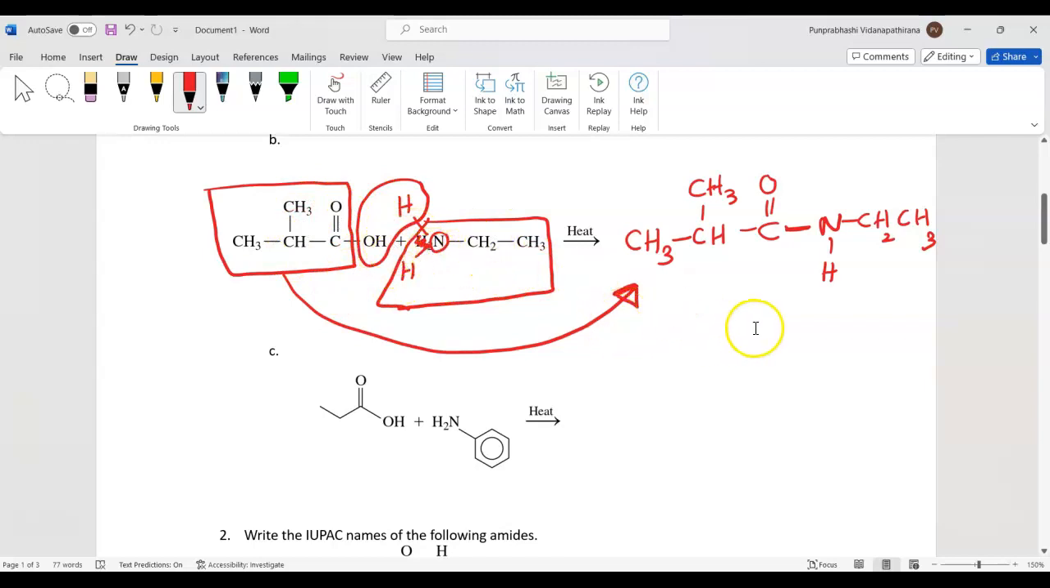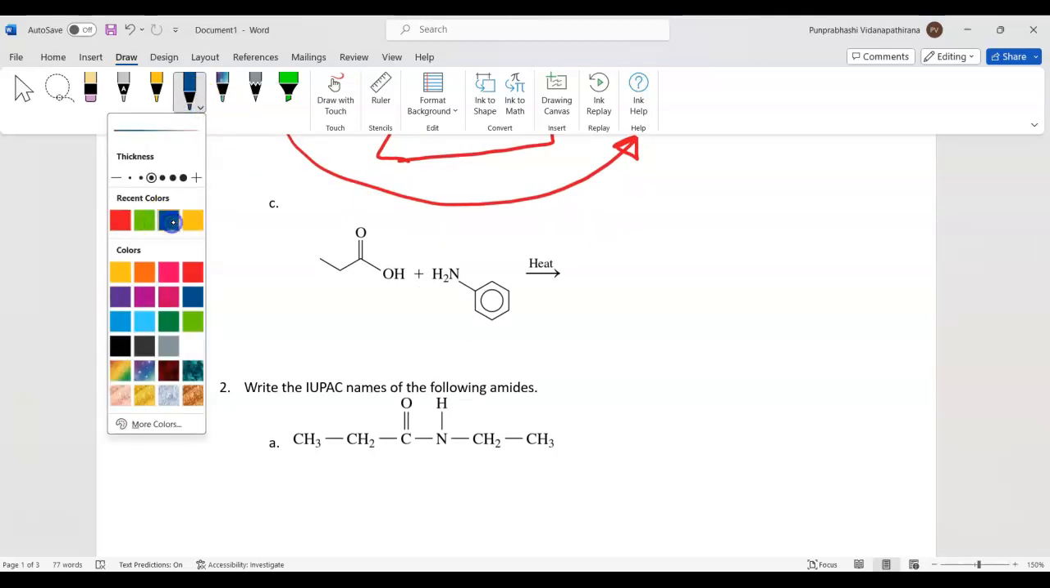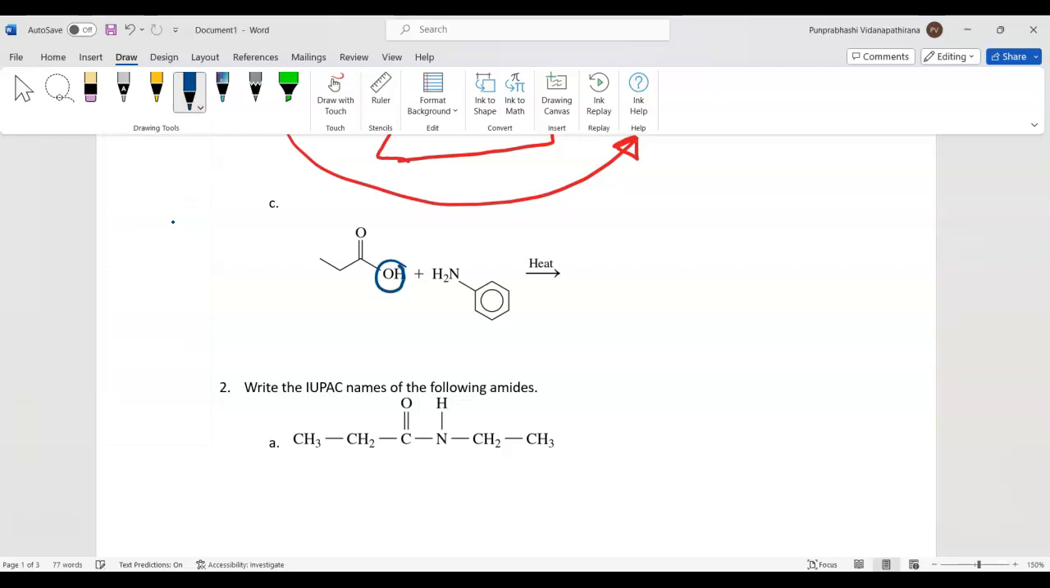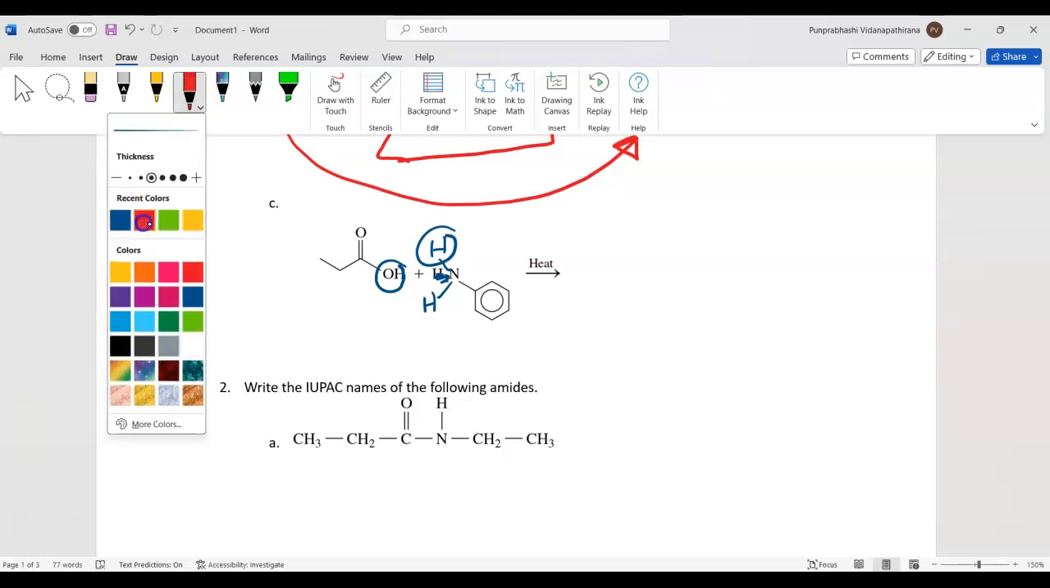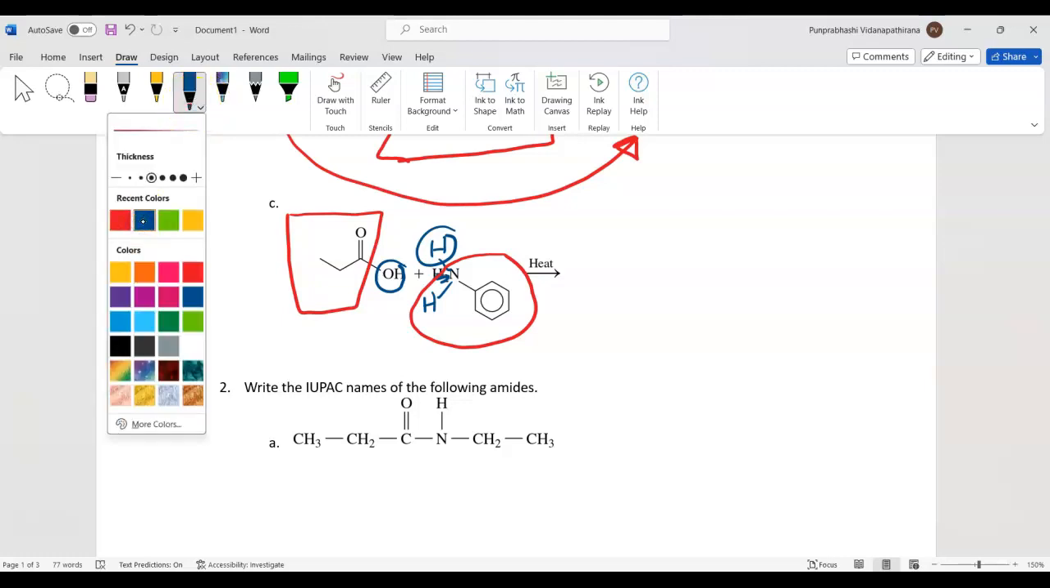Okay, and we have question C here. Always you just have to eliminate the hydroxyl with one of the hydrogen atoms from the amine, right? So I'm going to draw it like this. So these two will combine to form the water molecule. Now the carboxylic acid fragment would be this part, and the amine fragment would be this part, right? NH. And then those two will combine to make the amide.